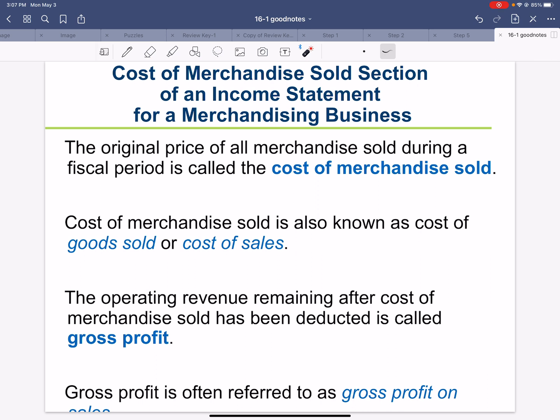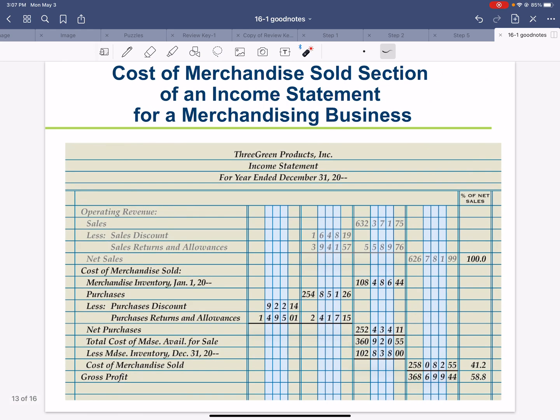The operating revenue that remains after the cost of merchandise sold has been deducted is called gross profit. Okay, so we have some revenue, and then we have to take away what it cost just for that revenue. And the result is our gross profit. Gross profit is also referred to as gross profit on sales.